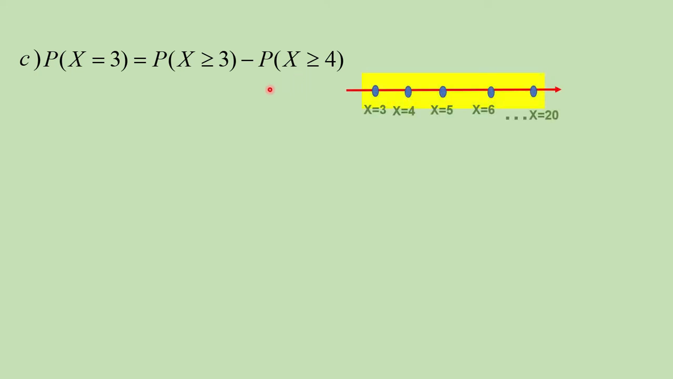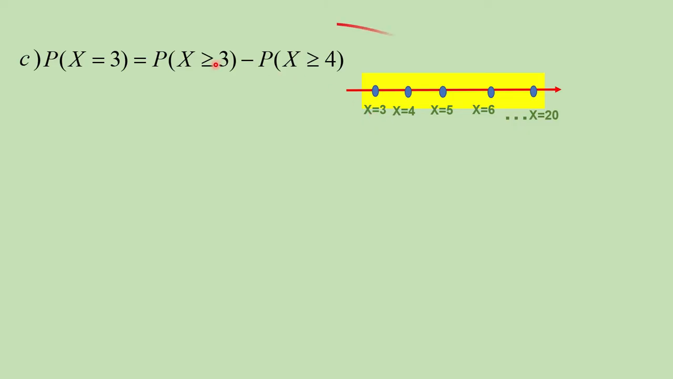Okay, now we continue with part C. Find the probability x equals 3. To find the single value probability at x equal to 3, the formula is given as probability x more than or equal 3 minus probability x more than or equal 4. So how do you get this formula?